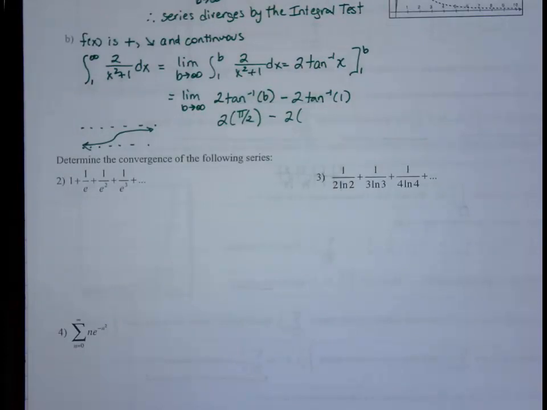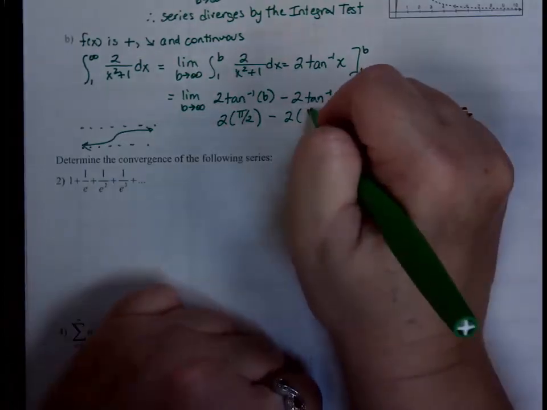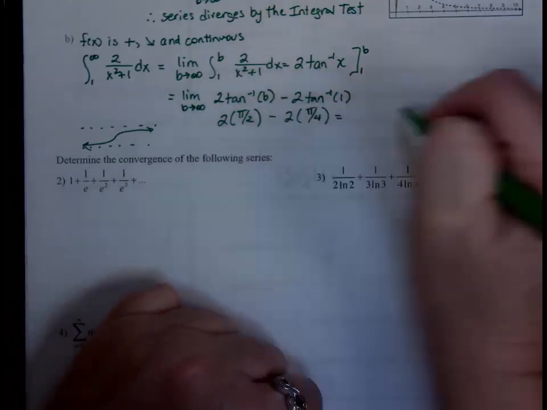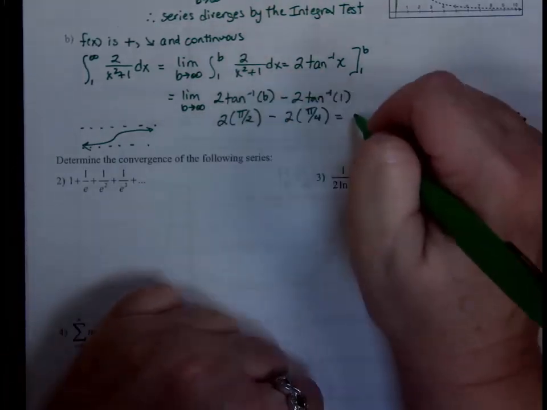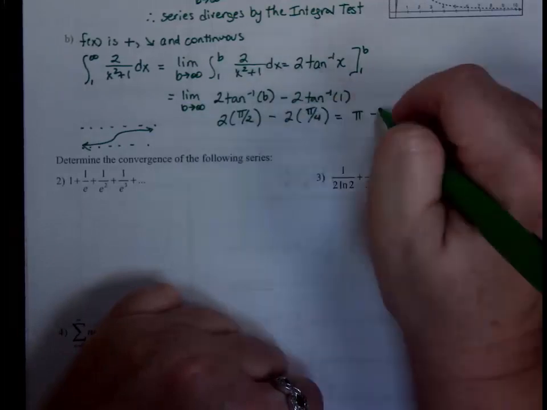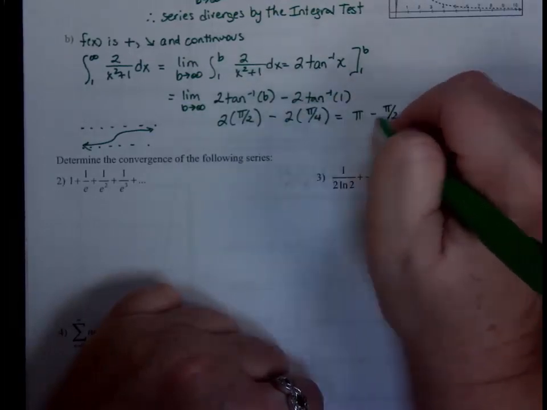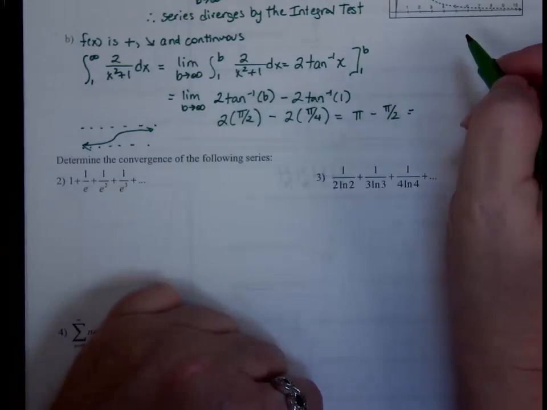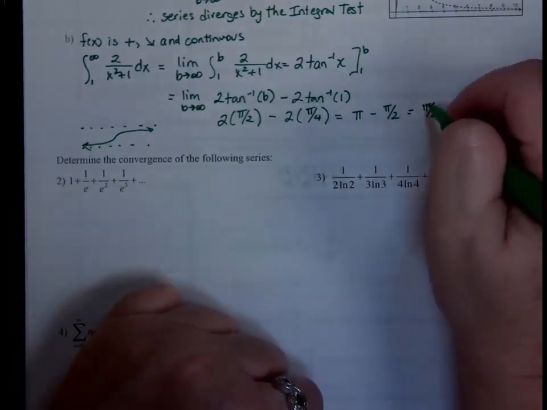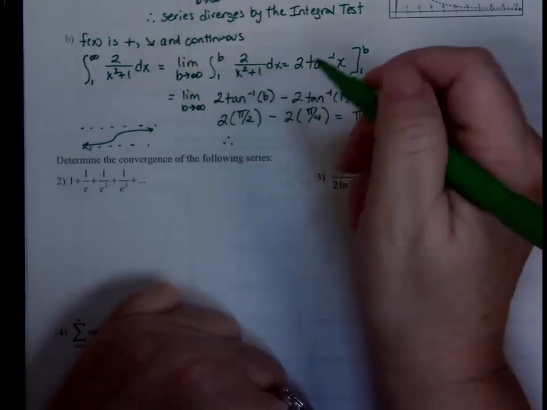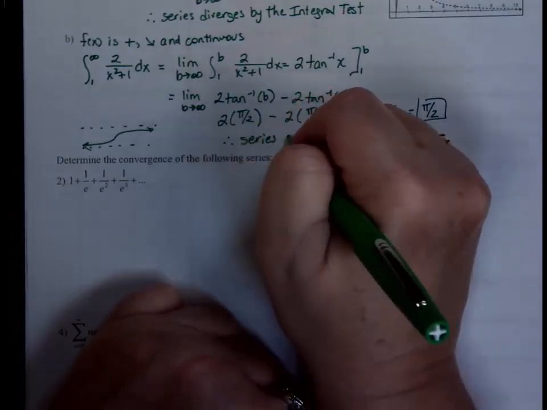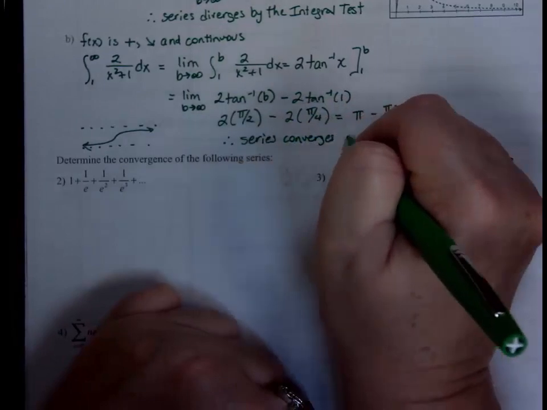Okay, what angle has a tangent of 1? 45. 45, because the sine and cosine are the same, right? What is that in radians? Pi over 4. So now we just clean this up. So 2 times pi over 2 is pi. 2 times pi over 4 is pi over 2. And pi minus pi over 2 is pi over 2. Therefore, the series converges by the integral test.